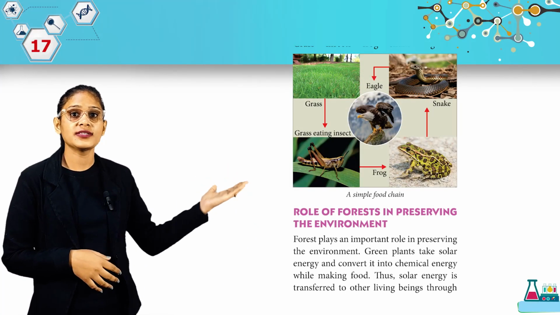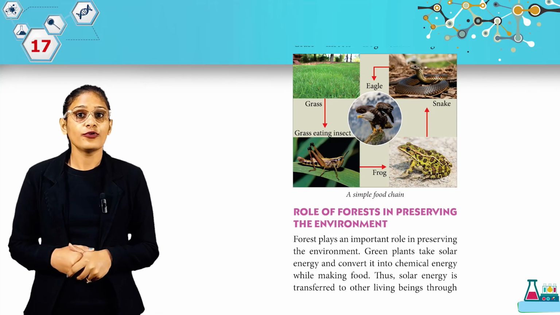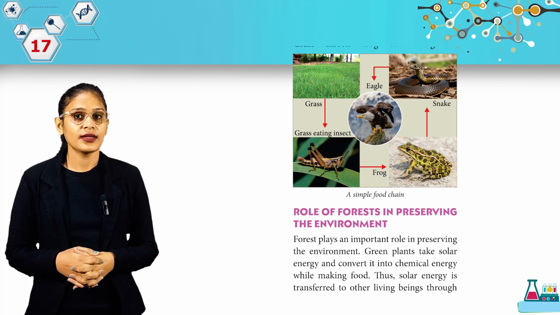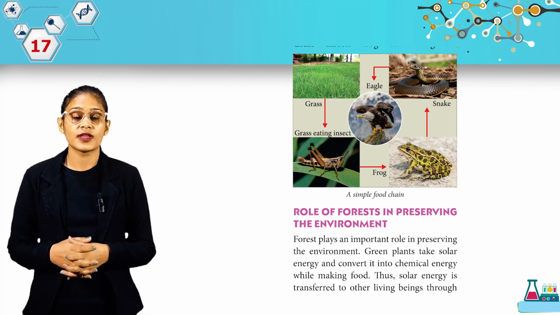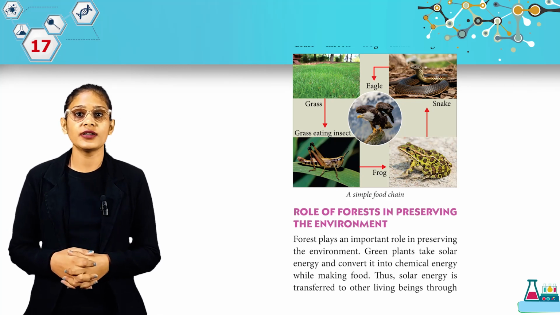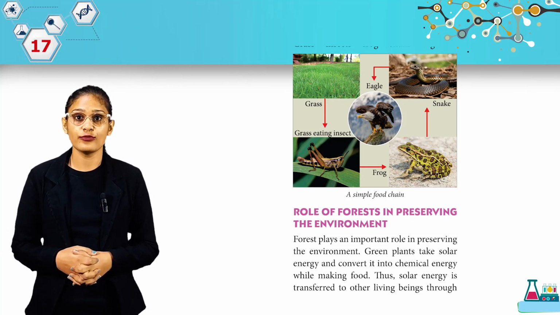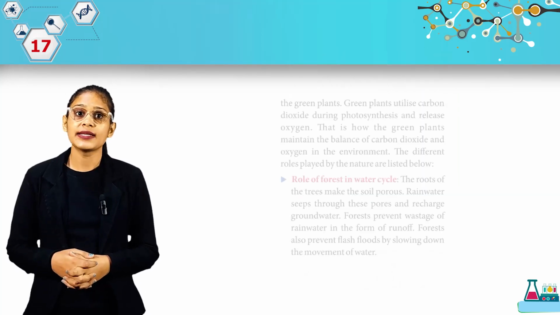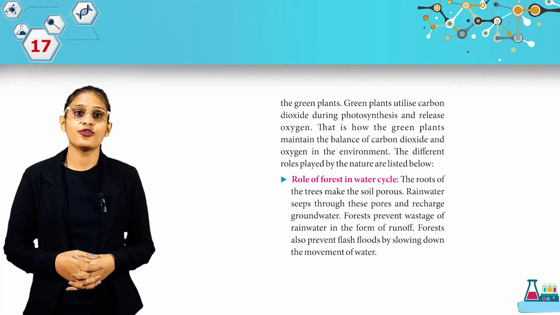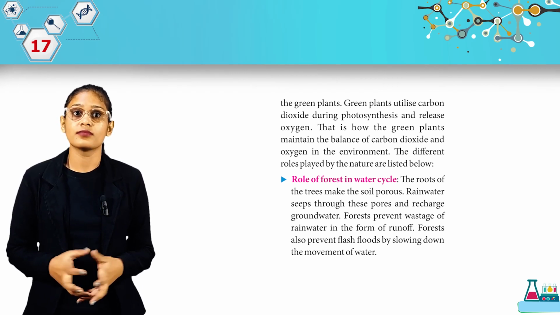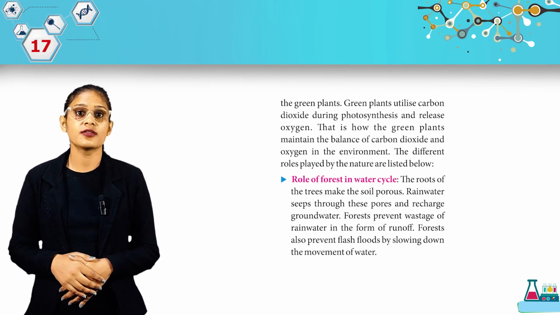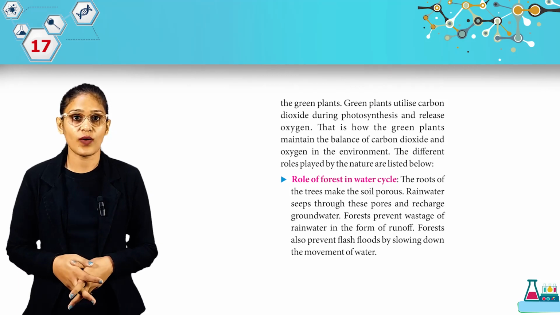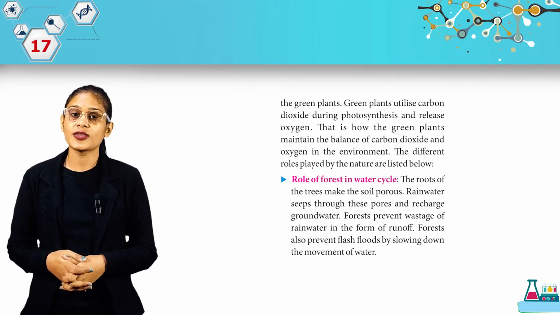Now, role of forest in preserving the environment. Forest plays an important role in preserving the environment. Green plants take solar energy and convert it into chemical energy while making food. The solar energy is transferred to other living beings through the green plants. Green plants utilize carbon dioxide during photosynthesis and release oxygen. That is how the green plants maintain the balance of carbon dioxide and oxygen in the environment. The different roles played by the nature are listed below.